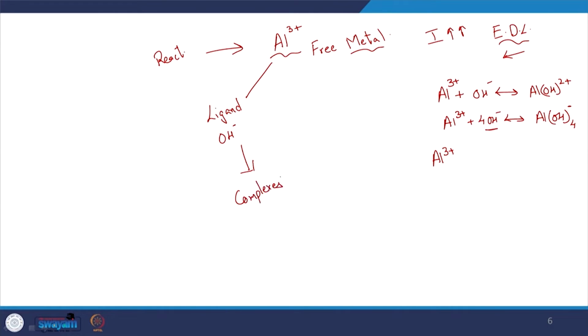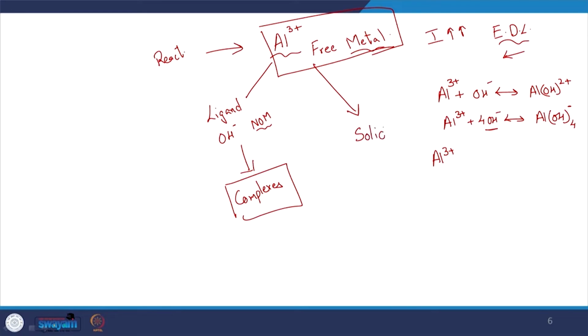So that's one aspect to keep in mind. Al3+, which is the free metal, will be in equilibrium with complexes. For that you obviously need a ligand, and the ligand is NOM also, but that helps us in a way. And another aspect is it can even form a solid. Solid meaning it's not dissolved in the solution anymore, right. So Al3+ plus 3 OH- can lead to formation of Al(OH)3 the solid. It can also lead to formation of Al(OH)3 the complex with no charge, but it depends on the conditions again.